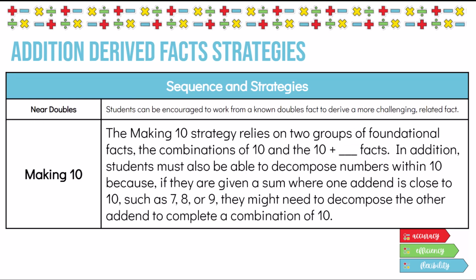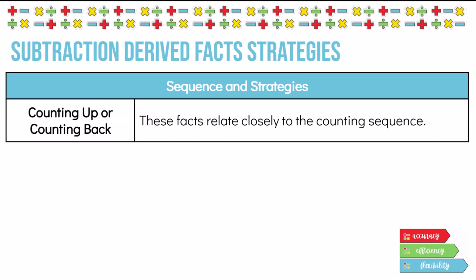The making 10 strategy relies on 2 groups of foundational facts: the combinations of 10 and the 10 plus some other number facts. In addition, students must also be able to decompose numbers within 10 because if they are given a sum where one addend is close to 10, such as 7, 8, or 9, they might need to decompose the other addend to complete a combination of 10.